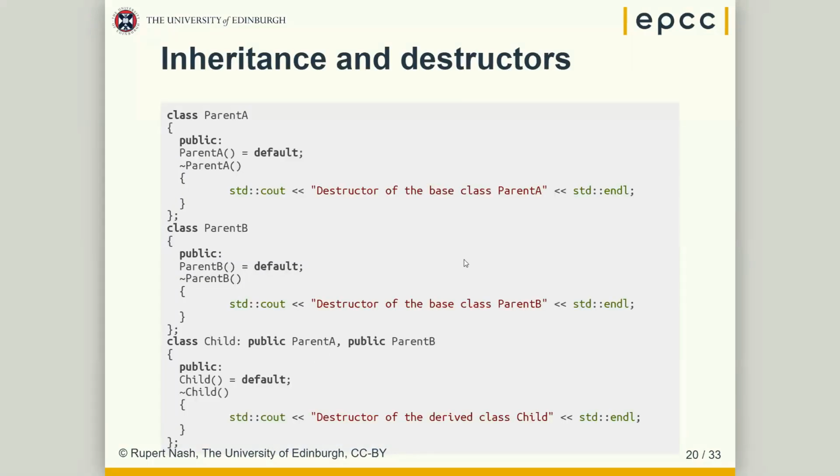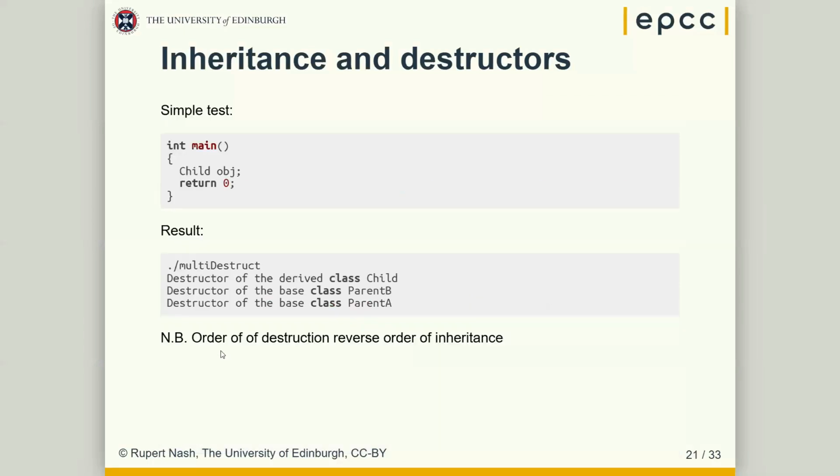Similarly, we need to think a little bit about destruction. Again, here I'm going to define an explicit destructor. Up until now, I've just let the compiler handle this itself. I'm not doing anything fancy. There are names separately for parent A and parent B, and I've got multiple inheritance here. And now I just call the child destructor.